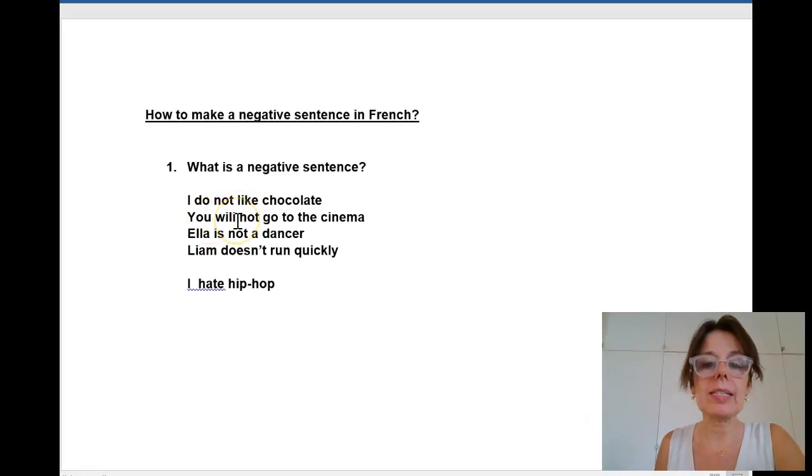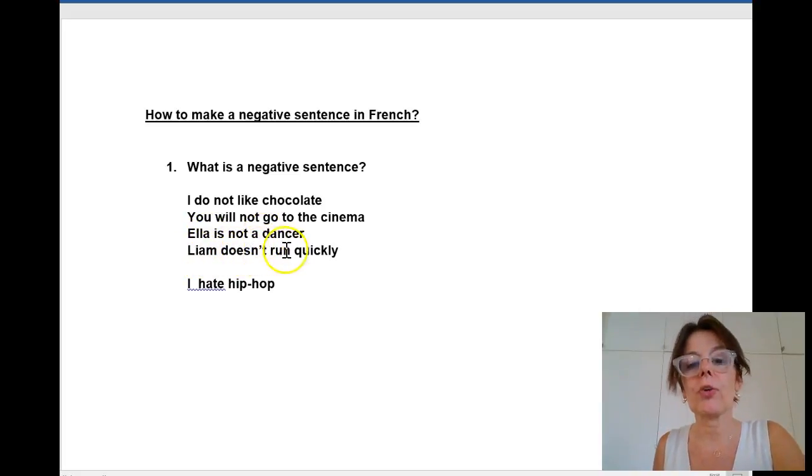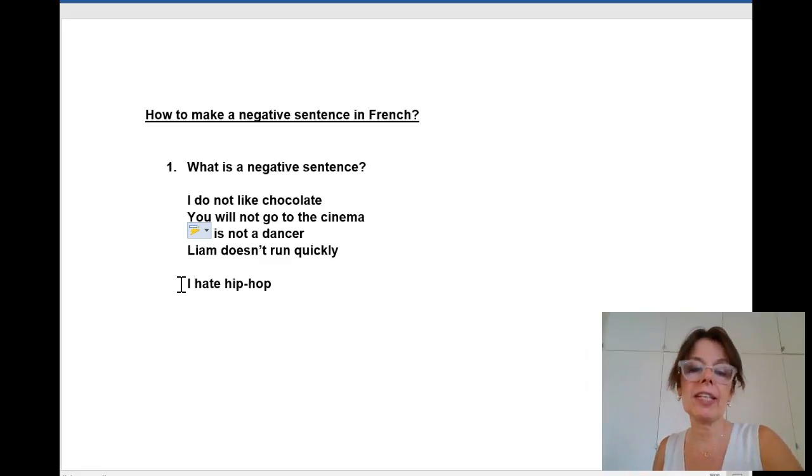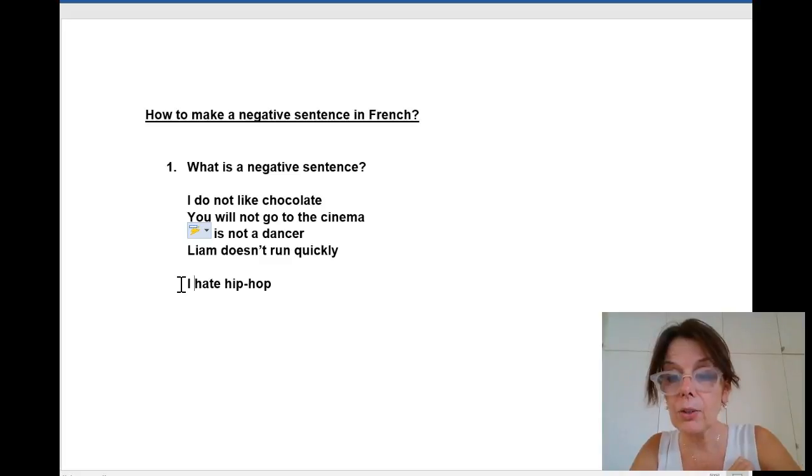"You will not go to the cinema," that's a negative sentence. "Ella is not a dancer," that's a negative sentence. "Liam does not run quickly," that's a negative sentence. So let's have a look at this one. "I hate hip hop." It's a sort of negative feeling sentence, but it's not negative. Why? Because there is no "not."